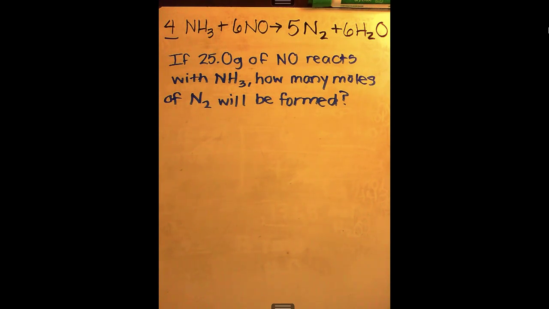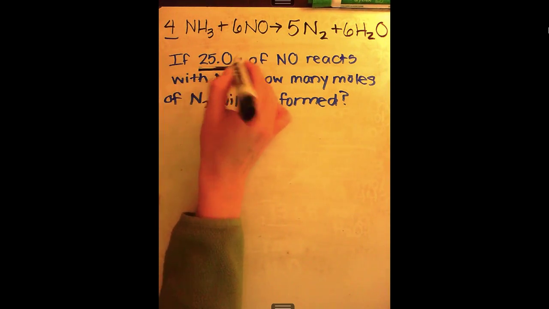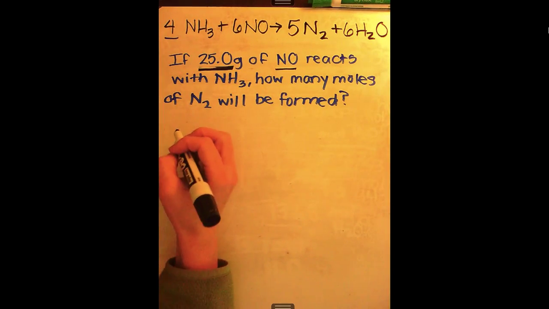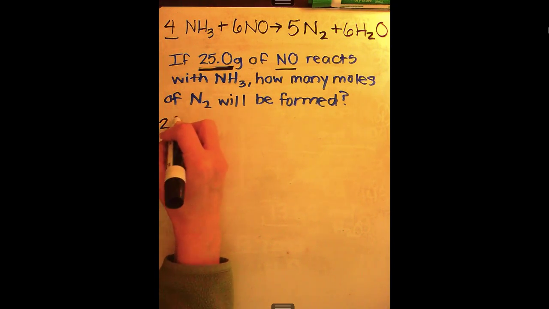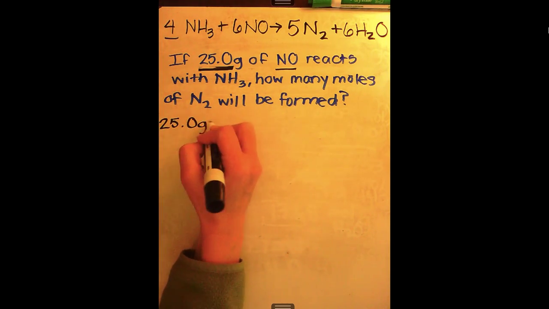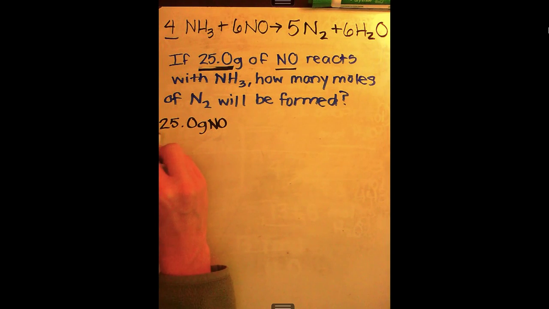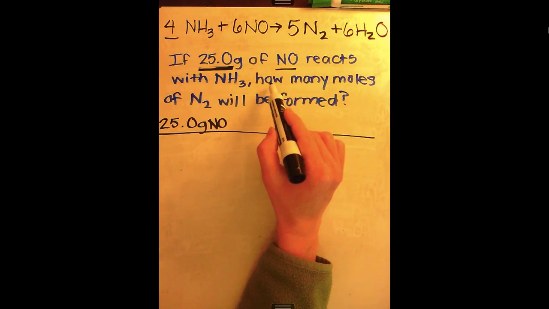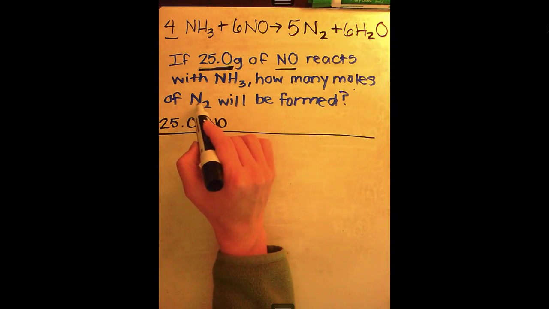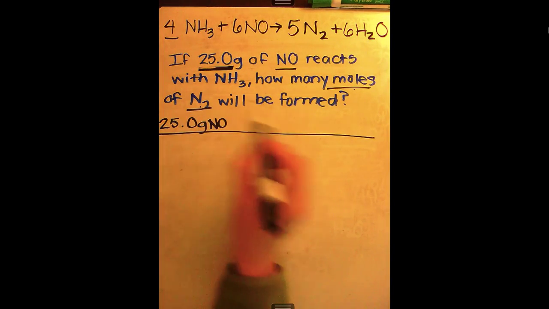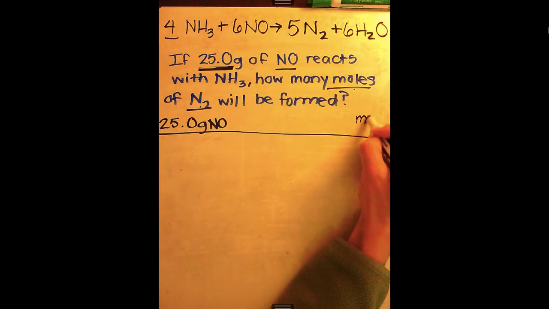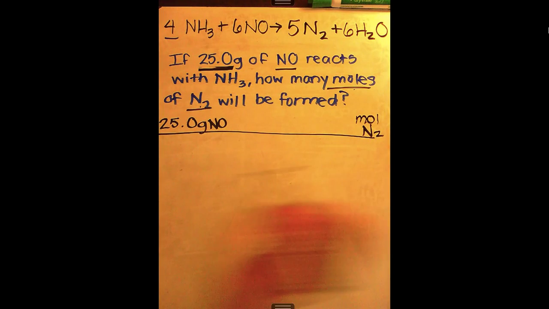So guys, get rid of all the words and let's just focus in on what information is given. And that is 25.0 grams of NO. So we're going to start by writing that down: 25.0 grams of NO, nitrogen monoxide. The second step was, what units are we trying to get to? Well, it asks for how many moles of nitrogen. So I'm looking for moles of nitrogen, which is what I'm going to write over here. Now I've got my beginning and ending units.